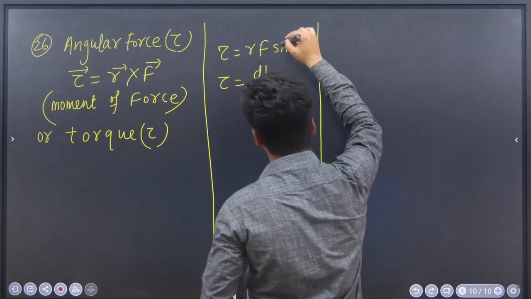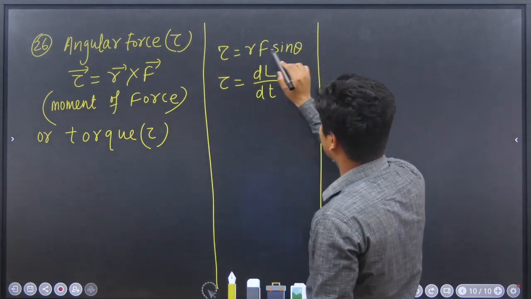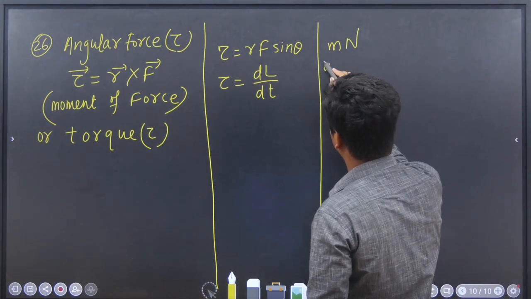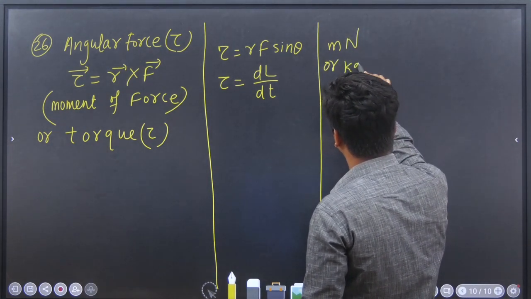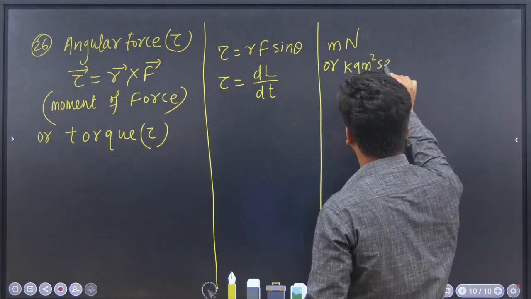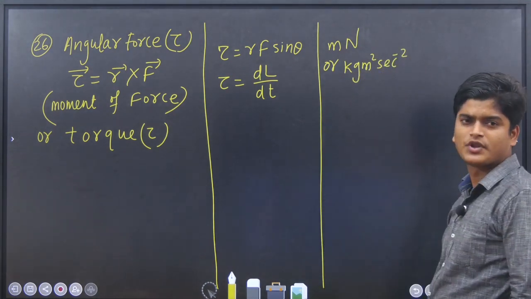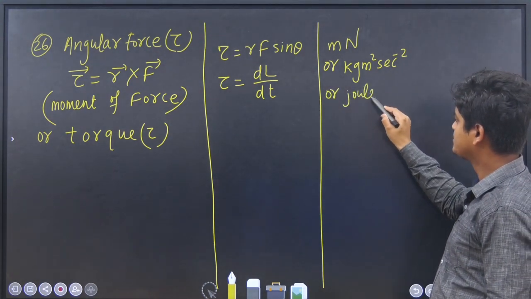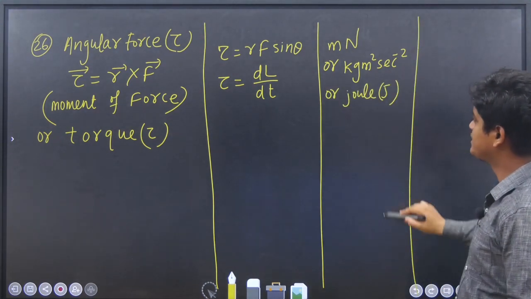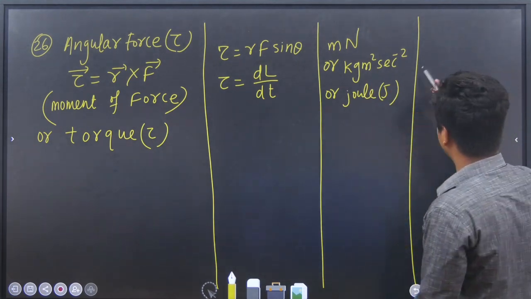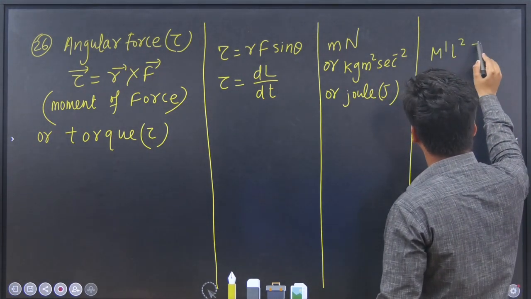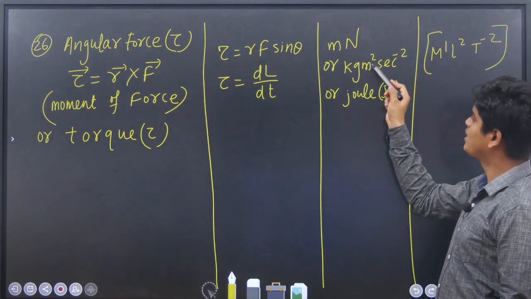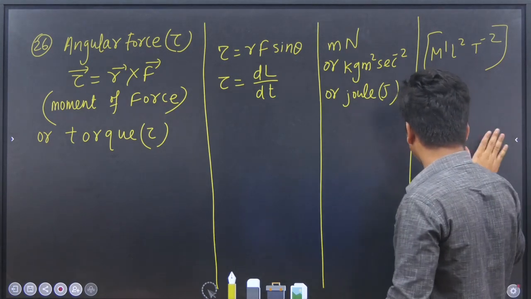From here you find the SI unit. R is meter, force is Newton, so definitely Newton into meter. Newton into meter is kg into meter square into second to the power minus 2. So it is coming as joule unit, the same as the work unit. Its dimension is M to the power 1 L to the power 2 t to the power minus 2.